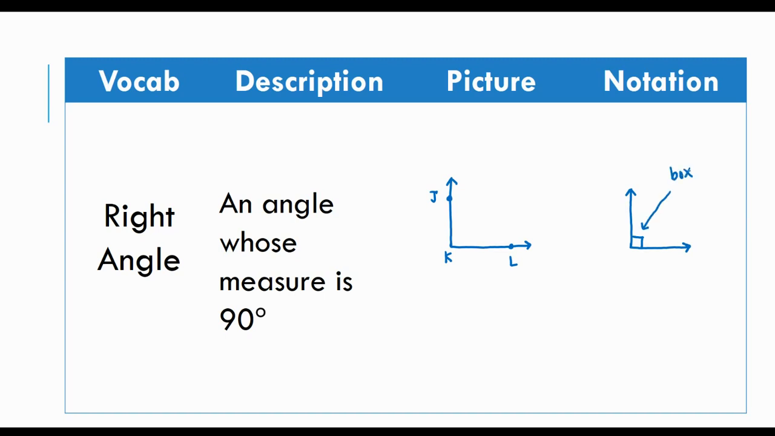So this box indicates a 90-degree angle. Okay, so I'm going to go back to this picture. I have to have a box inside. If I was not told that it's a right angle, I need that box to know that it is indeed a 90-degree angle.